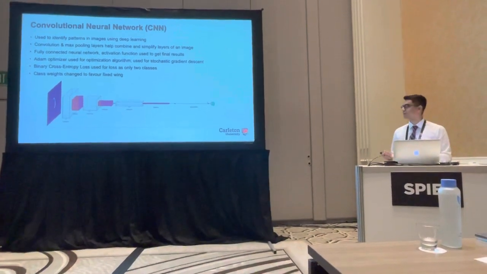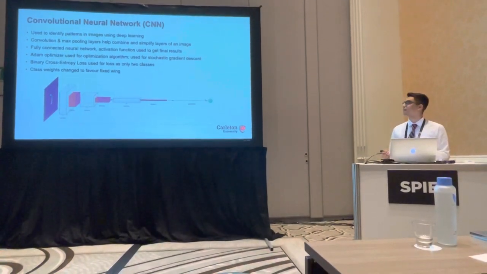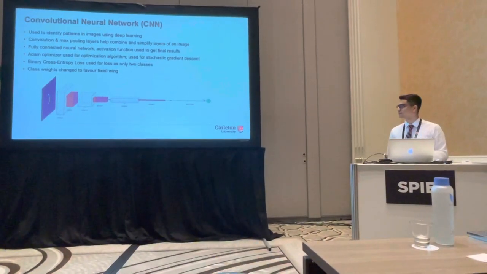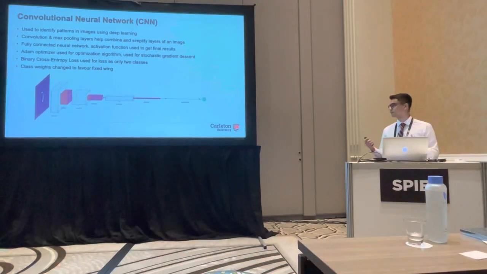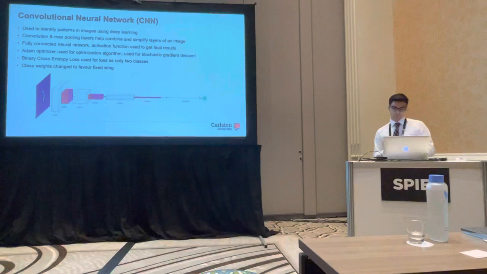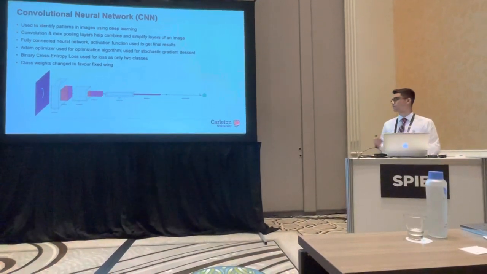So this is a generic CNN, so no transfer learning or anything like that. We have convolutional max pooling layers, a fully connected layer at the end with a sigmoid activation function, since we only had two classes, and an Adam optimizer as well. Then this basically determined whether the image was a fixed or rotary wing drone.